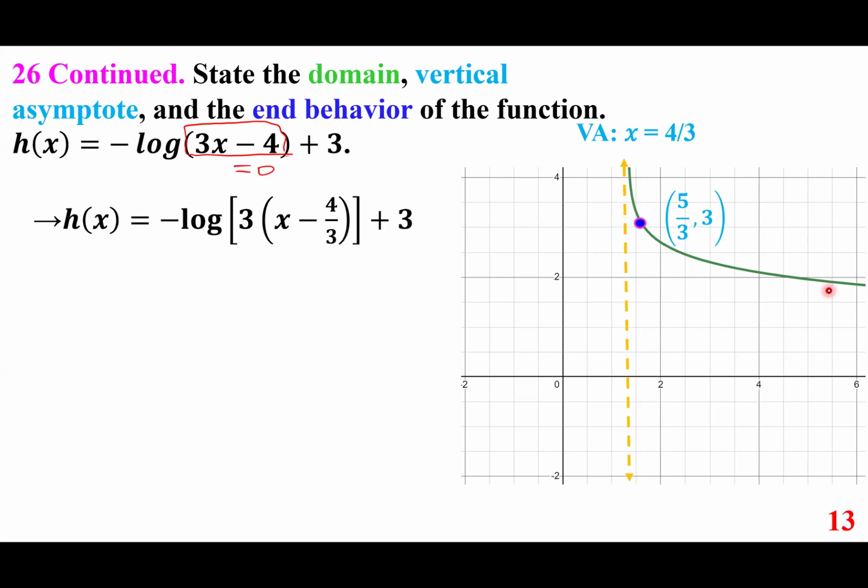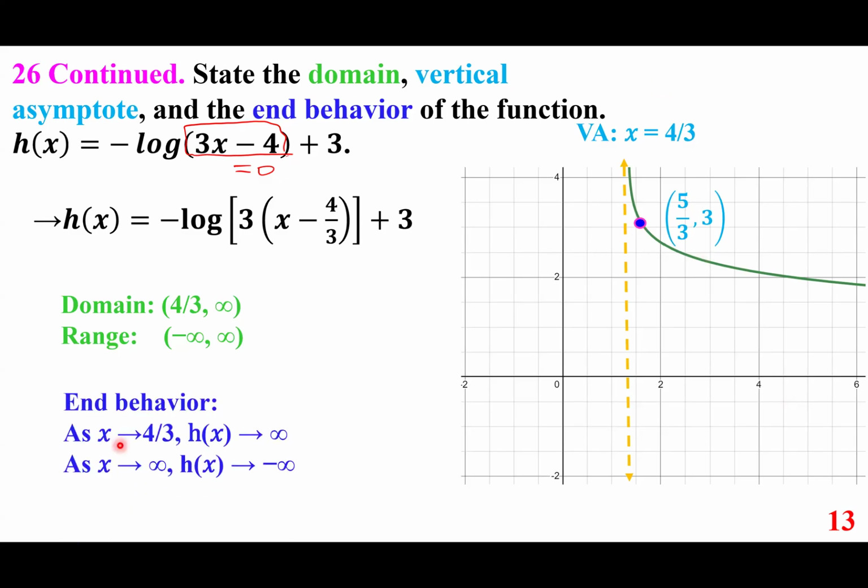Domain is from 4/3 to infinity, 4/3 not included. Range, we don't have a restriction. It doesn't look like it, but it goes from negative to positive infinity. Now, the end behavior: as x moves towards positive infinity, h of x goes down to negative infinity. As we approach 4/3 from the right of it, then it blows up to positive infinity. So we write, as x approaches 4/3, h of x goes to infinity. And as x goes to infinity, h of x goes to negative infinity.